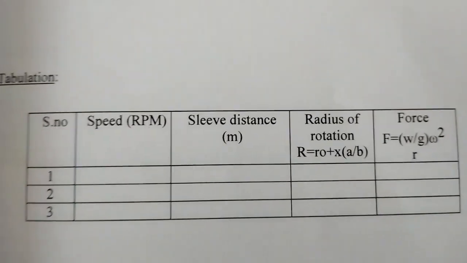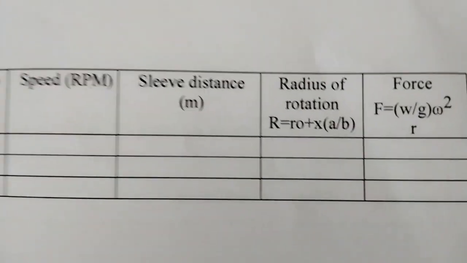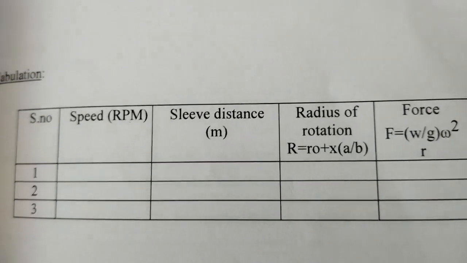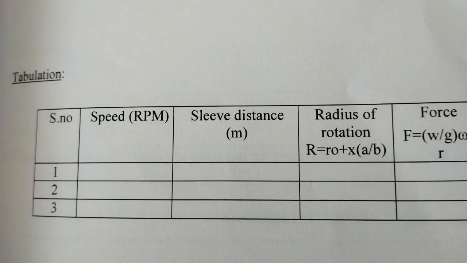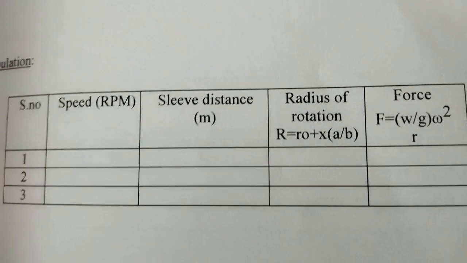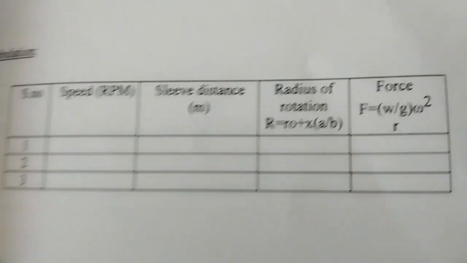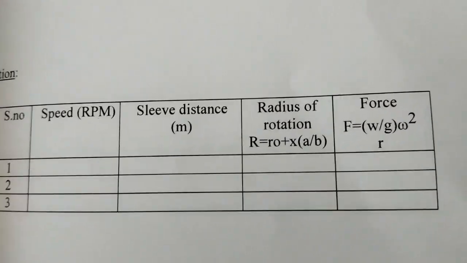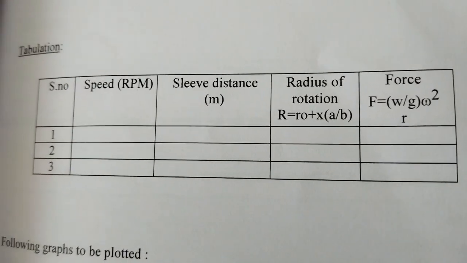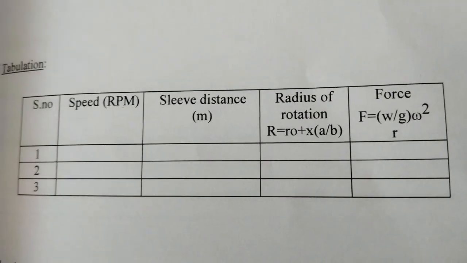The first column is speed and the second column is sleeve displacement. From the sleeve displacement we calculate the radius of rotation and centrifugal force. Here there is no calculation of the height of the Hartnell governor. Similarly, we follow the 3 graphs: sleeve displacement versus radius of rotation, force versus radius of rotation, and speed versus sleeve displacement. These 3 graphs we are going to draw. Finally we find the force and sensitivity of the Hartnell governor.